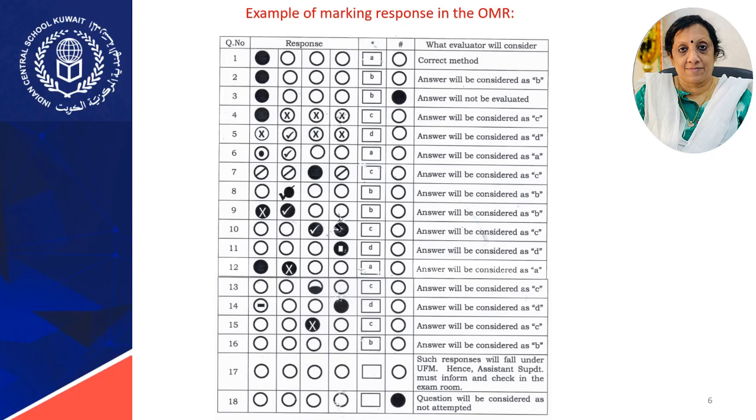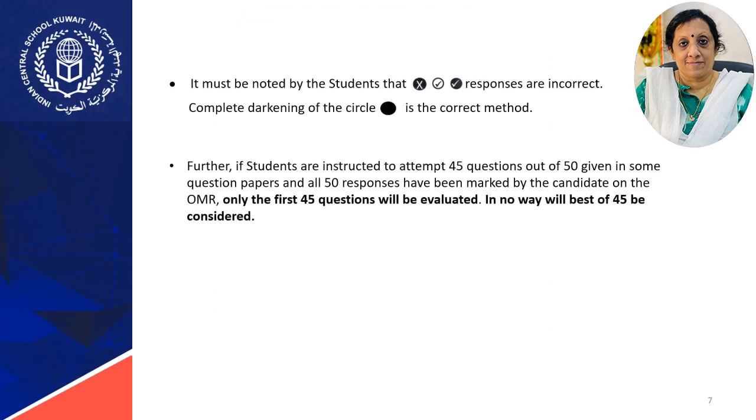Question number 18. Everything is left blank and the last circle has been darkened. So this will mean that the question will be considered as not attempted. See children, the previous slide that I showed you, the cross, the tick, etc. all these are incorrect responses. Complete darkening of the circle is the correct method.